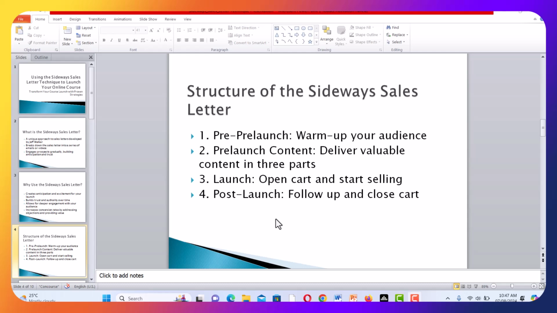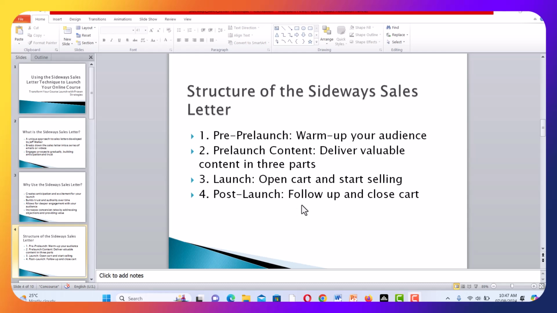The structure of the sideways sales letter. 1. Pre-launch, which is to warm up your audience. 2. Pre-launch content, which delivers valuable content in 3 parts. Then 3. Launch, open cart and start selling. Then 4. Post-launch, do the follow-up and close cart. So let's look at each of these one after the other.